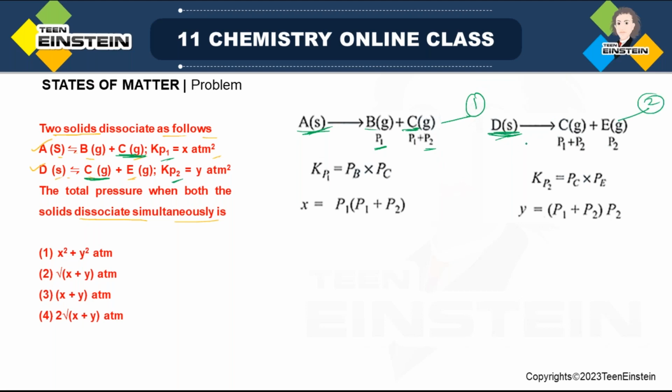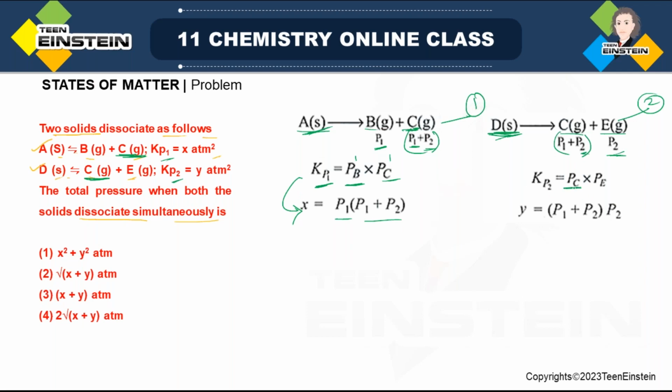In equation 2, from 1 mole D you are getting 1 mole C and 1 mole E. So here the partial pressures of C and E are P2, P2. But you also have to consider the partial pressure of C generated from equation 1. That is why we write it as P1 plus P2. Now how will you express Kp1? It is the partial pressure of B raised to the power 1, times the partial pressure of C raised to the power 1. In the denominator there is nothing because A is solid. In place of Pb you write P1, in place of Pc you write P1 plus P2, and the Kp value is X, which is already given.